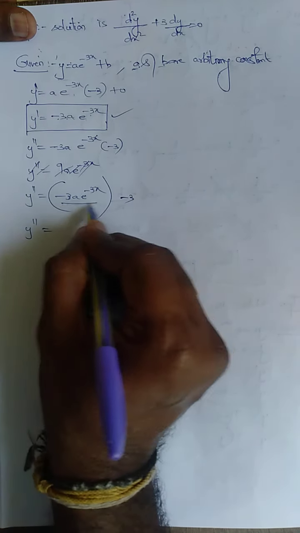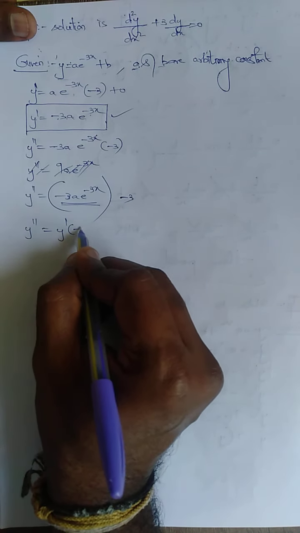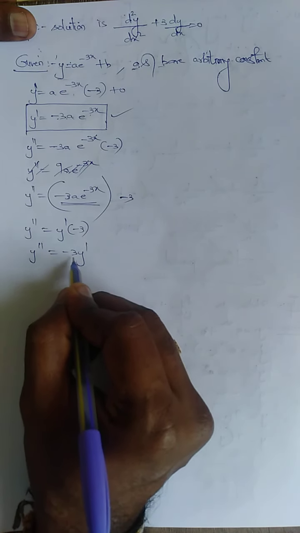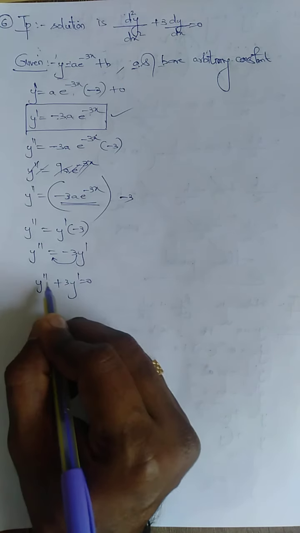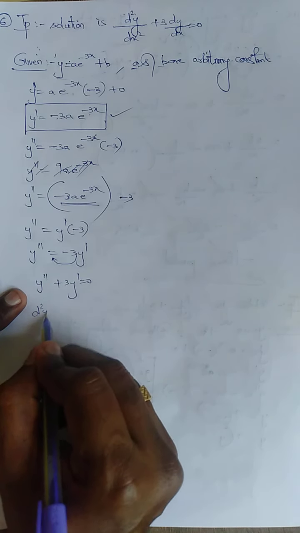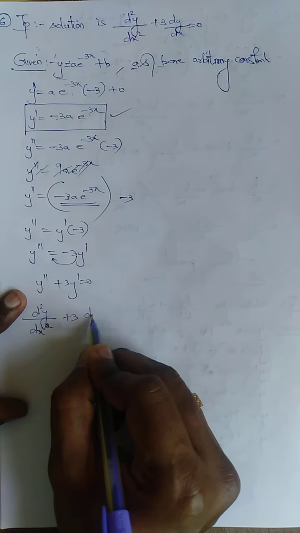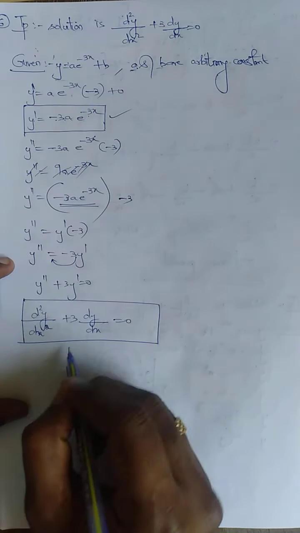What is this one? This one is nothing but y dash. This is multiplied by minus 3, so put minus 3. So y double dash is equal to minus 3 y dash. Let it come to this side: y double dash plus 3 y dash is equal to 0. You know y double dash is d square y by dx square, plus 3 y dash, which is dy by dx, is equal to 0. So we have proved. Hence proved.